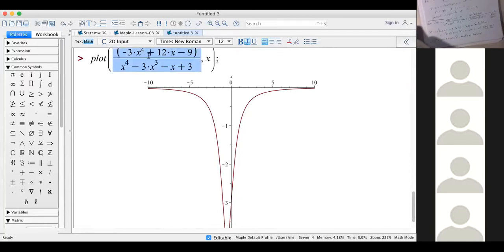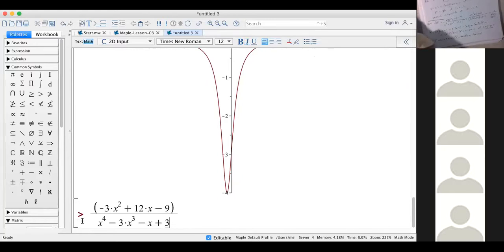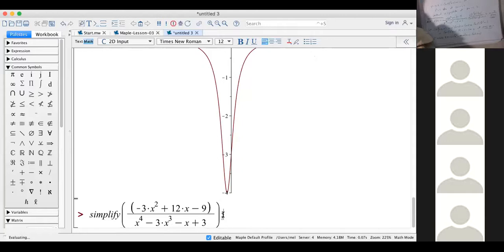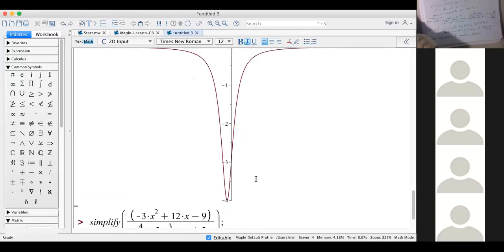Let's see. That's our function. Let's see if Maple will simplify this. Oh, yeah. It got exactly what we got. If you simplify it by factoring in Maple, this is a very good command in Maple if you're taking Math 175. It simplifies it and it gives you this. Yeah, that's what we're doing.